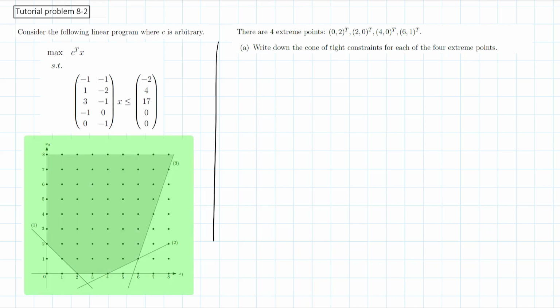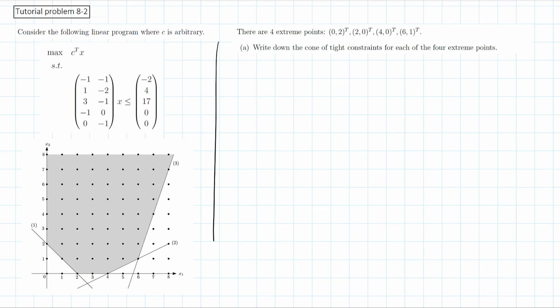The feasible region is drawn here. And there is an arbitrary vector c in the objective function. There are four extreme points in this polyhedron: (0, 2), (2, 0), (4, 0), and (6, 1). There are four parts to this problem, and we will go through them one by one.